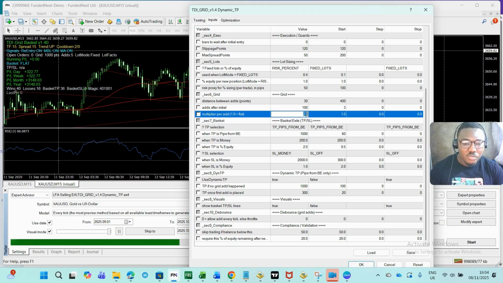So it is good, if you use one, to keep it flat, to keep using the same lot size for the grid. But if you use 1.15, it takes it a little step higher.